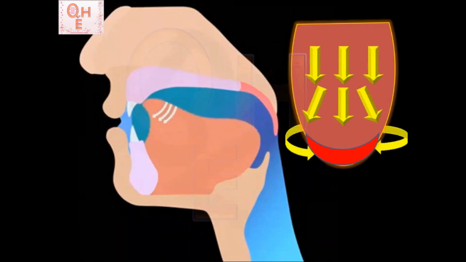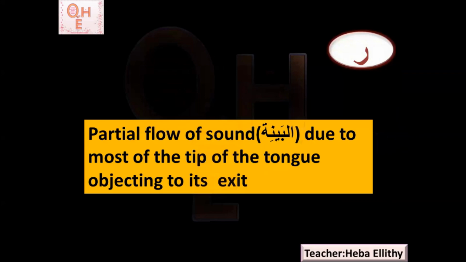Inshallah, letter Lam is clear for you. Let's go for our next letter from Lin Omar, which is letter Ra. Letter Ra is very close with letter Lam in idea, but a little bit different. Let's see it here. Letter Ra: partial flow of sound, bayniya, due to most of the tip of the tongue obstructing its exit.